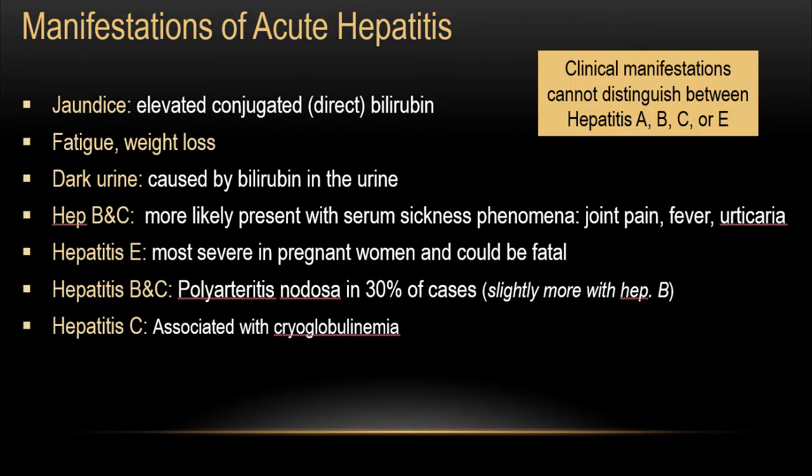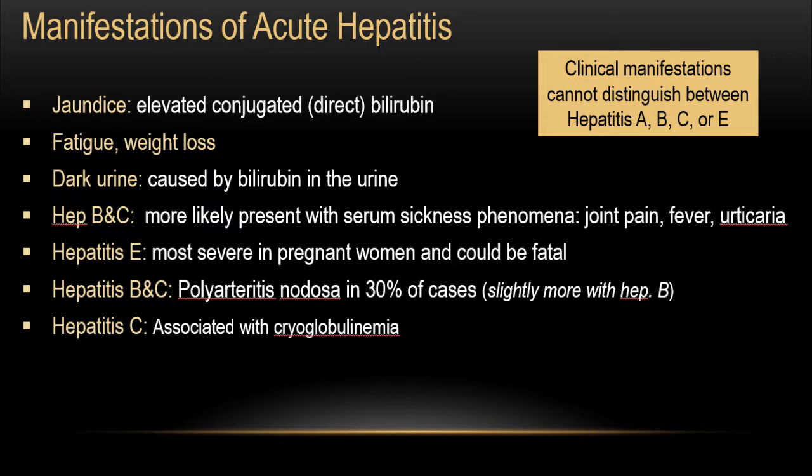So let me be very specific. We're going to be talking about viral hepatitis, and the manifestations of acute viral hepatitis have always been the same: jaundice, fatigue, weight loss. And we cannot differentiate based on the clinical manifestations. We cannot differentiate between the different types of viral hepatitis, A, B, C, or E. They all present with the same presentations.